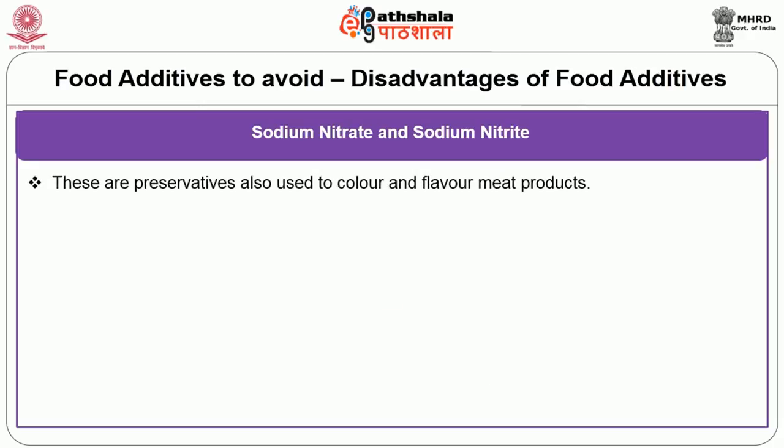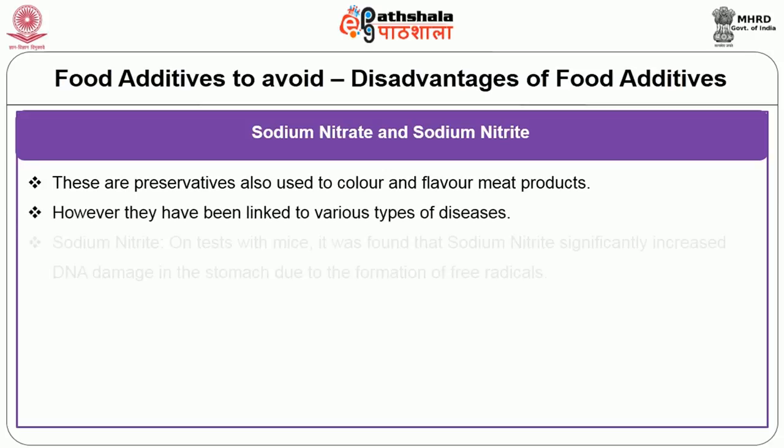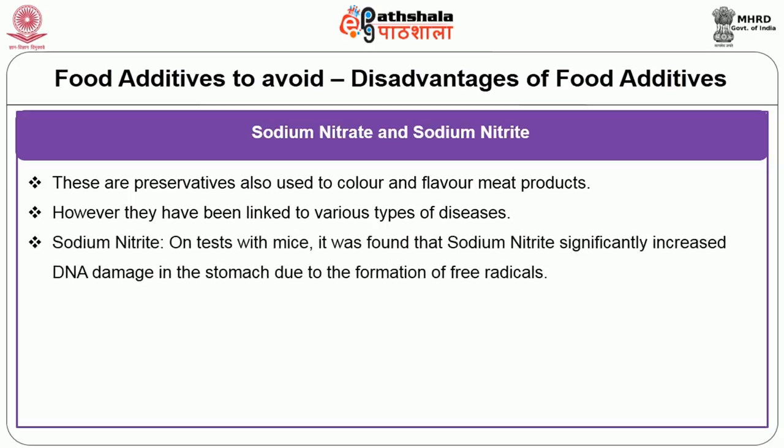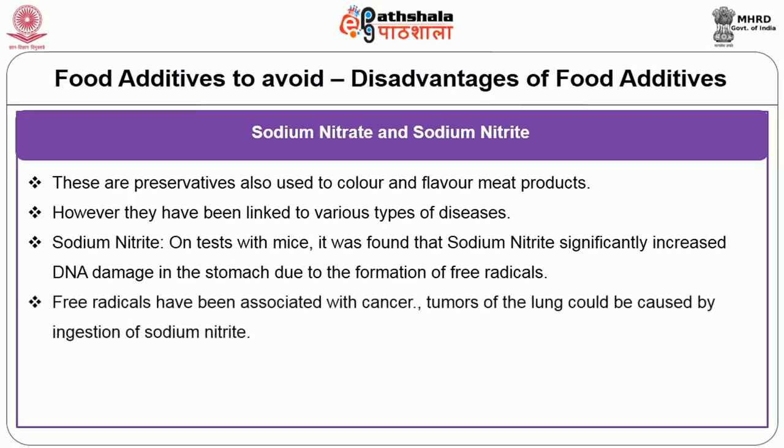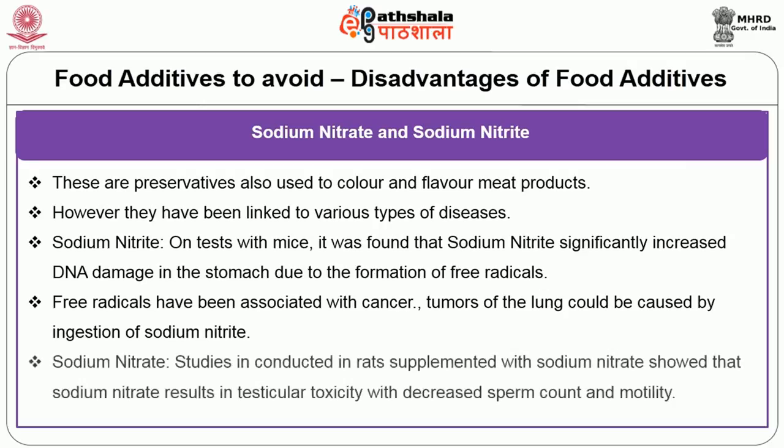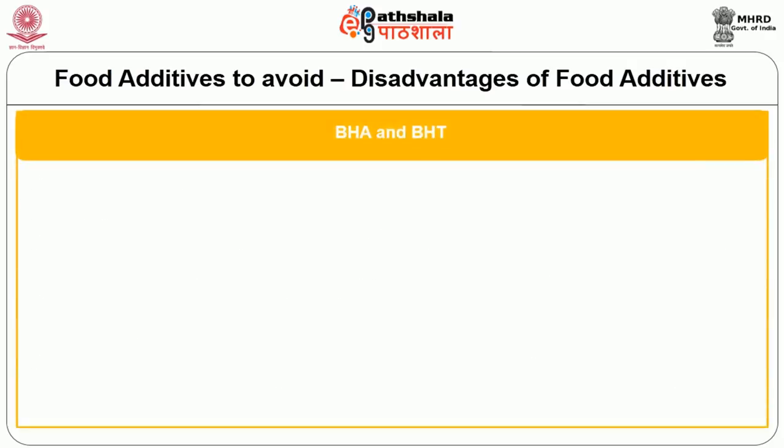Next one is sodium nitrite and sodium nitrate. These are preservatives also used to color and flavor meat products. However, they have been linked to various types of diseases. In tests with mice, sodium nitrate was found to significantly increase DNA damage in the stomach due to the formation of free radicals. Free radicals have been associated with cancer. Tumors of the lungs could be caused by ingestion of sodium nitrate. In studies conducted in rats supplemented with sodium nitrate, it resulted in testicular toxicity with a decreased sperm count and mortality.